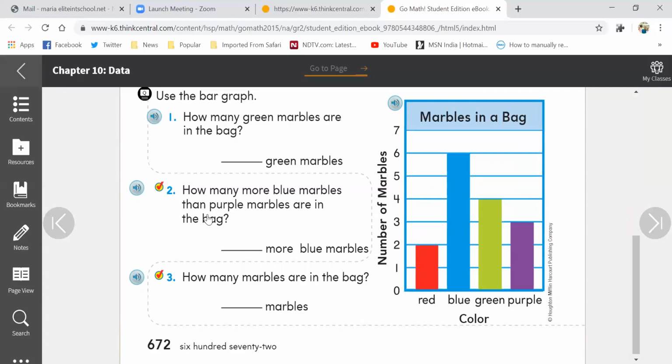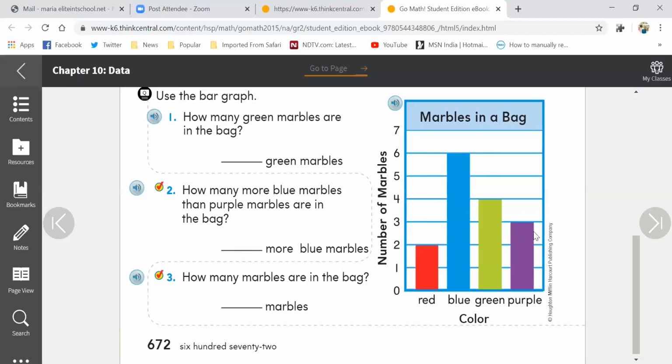Let's read the second one. How many more blue marbles than purple marbles are in the bag? I'll repeat the question. How many more blue marbles? So what you will look at? You will look at blue first, then purple marbles. Which is the purple? Purple is here. Are in the bag. How will you find out? It's very simple. I'll show you 2 ways. You will simply subtract. You will see how much is this? 6. How much is this? 3. So 6 minus 3 will give you 3.